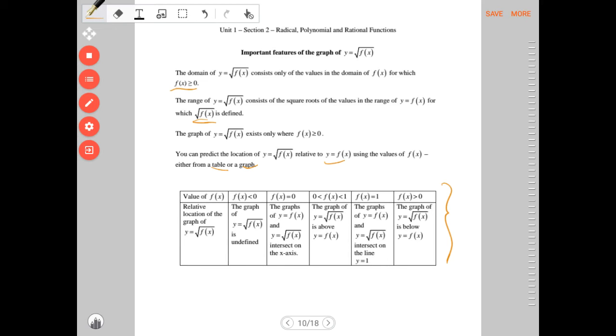So the value of f of x, basically the y values, and the relative location of the root f of x graph. If f of x is less than 0, so that's when the blue line has negative y coordinates, then the graph of the orange line, root f of x, would be undefined. You can't square root negatives.